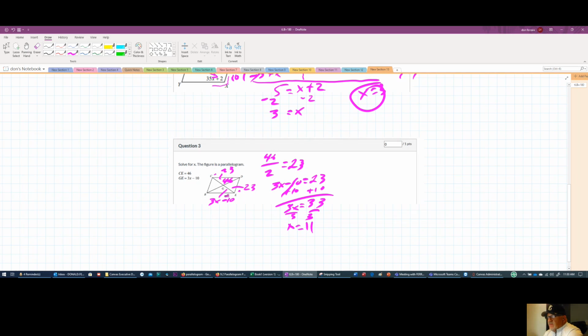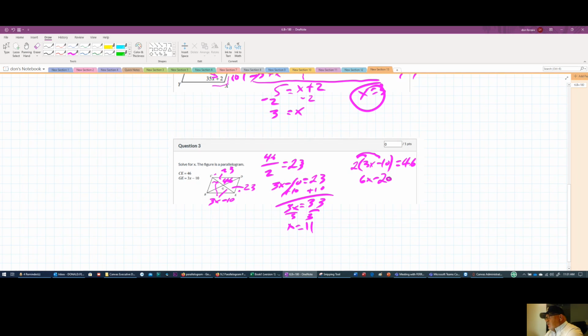because this is bisected here, all right, we could have said 2 times 3x minus 10 is equal to 46. All right. Again, this and this have to be equal. All right, because it's a parallelogram. And they told us that C to E was 46. So if I did it that way, I would have 6x. I'm going to distribute, right? You guys remember that.